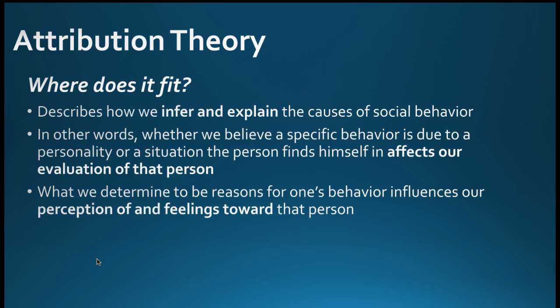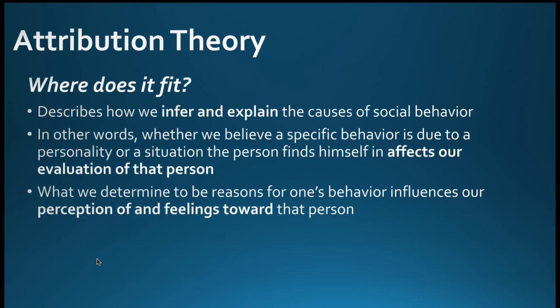What we determine to be reasons for one's behaviors or influences tends to deal with our perceptions of feelings towards that person. So if we see someone reacting in an off way in a social setting, we typically assign feelings and perceptions towards that person based off of their social behaviors. So it's a bit complicated to explain, but it essentially is what we use.